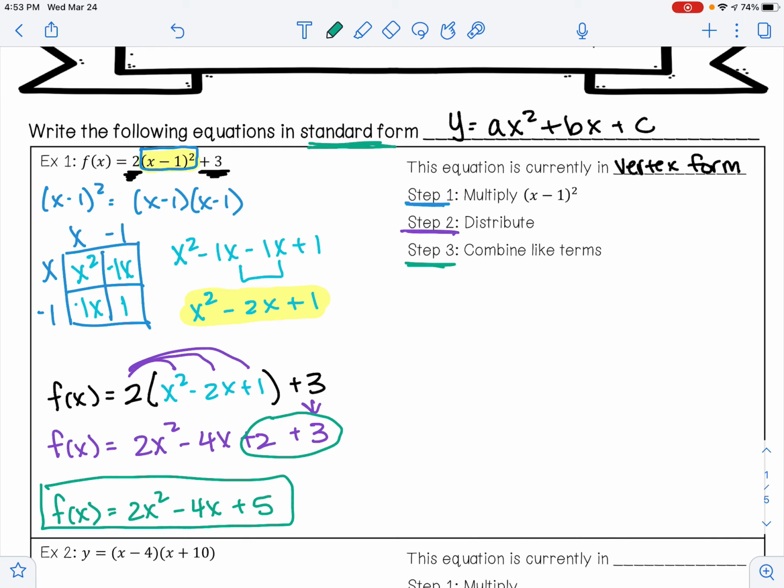So let's talk about these two equations real quick. The original equation that they gave us, f of x equals 2 times x minus 1 squared plus 3, is equivalent to the equation that we just found, f of x equals 2x squared minus 4x plus 5. These equations will create the same quadratic graph. So if you were to graph both of these, they would give you the same parabola. So it's the same quadratic function, just in different forms.